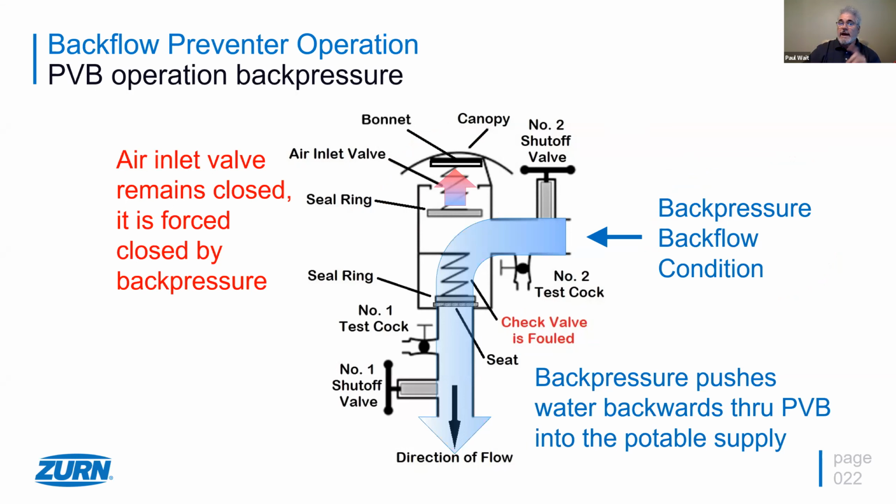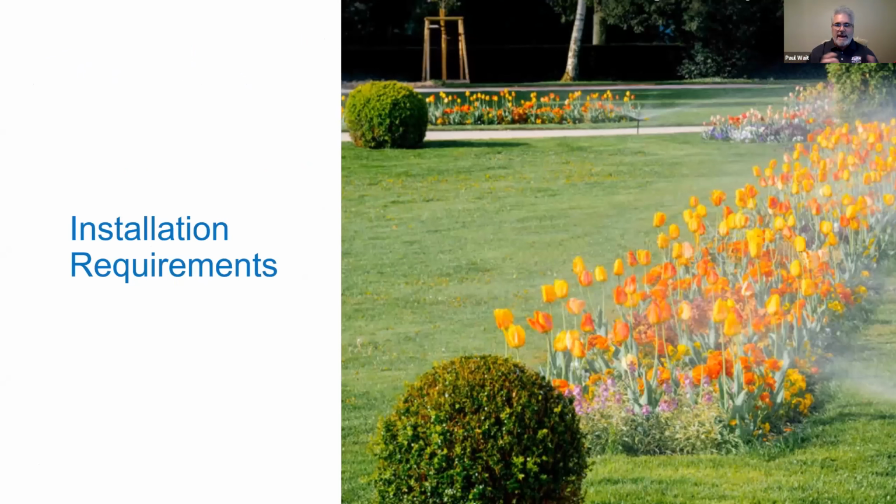All right, so now let's see how those back pressure and back siphonage conditions, how the PVB's operation and the RP's operation, how does that look in an installation requirement? The installation requirements that I'm going to cover here are the approval agency's installation requirements. So this is the USC's Foundation for Cross-Connection Control and Hydraulic Research, who does a lot of the approvals for, I would say, about 35 states in the US. So you have to have USC approval to put backflow preventers into these states. Other states require ASSE approval, and that is very similar.